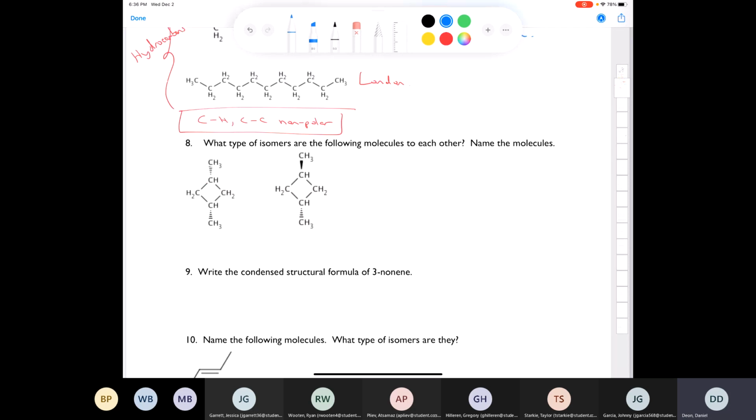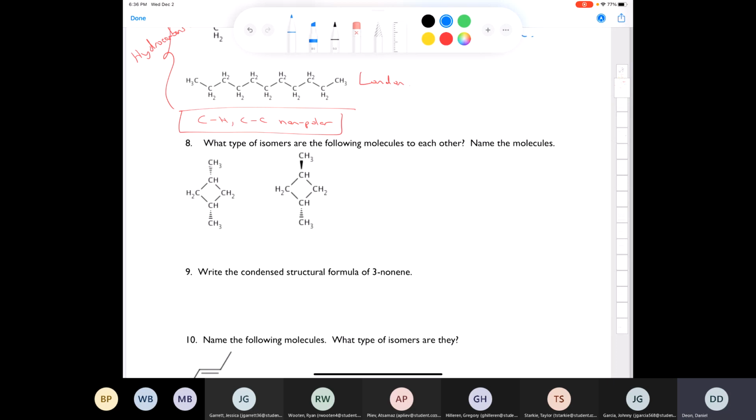Question number 8, I think, is kind of a challenging problem, especially when there's no answer to choose from, right? It's not a multiple choice question. It says, what type of isomers are the following molecules to each other? There's a couple of ways you could identify this or differentiate between these two molecules. I'll give you a second to think about how you would differentiate between them, what type of isomers they are.